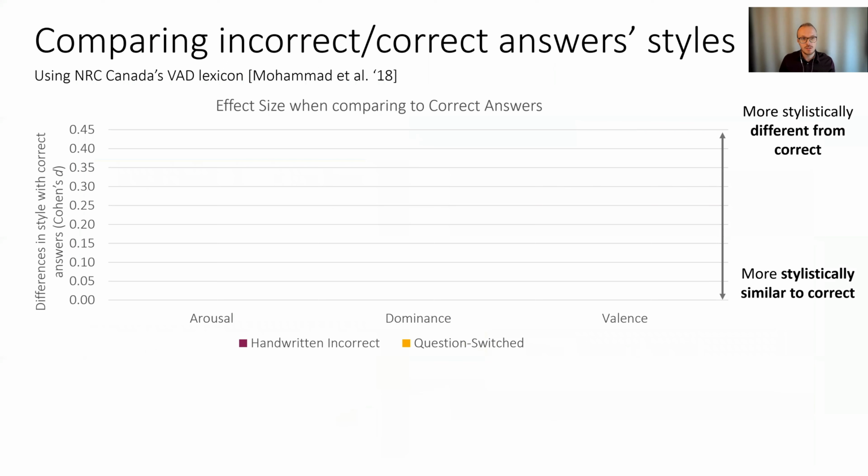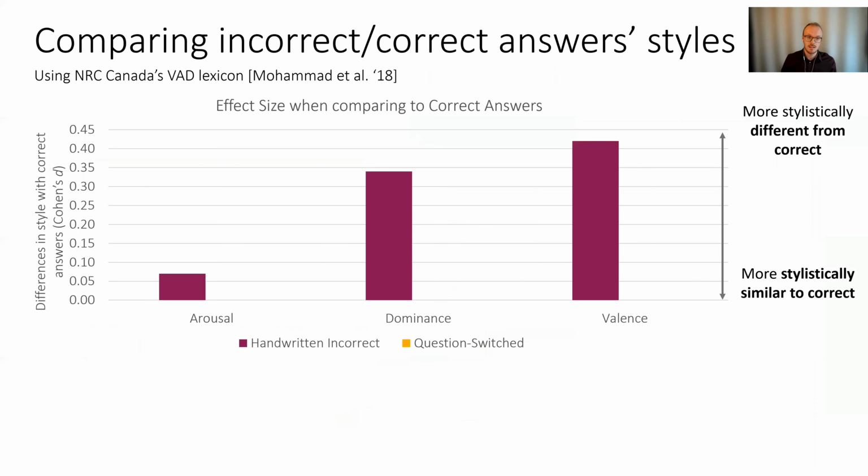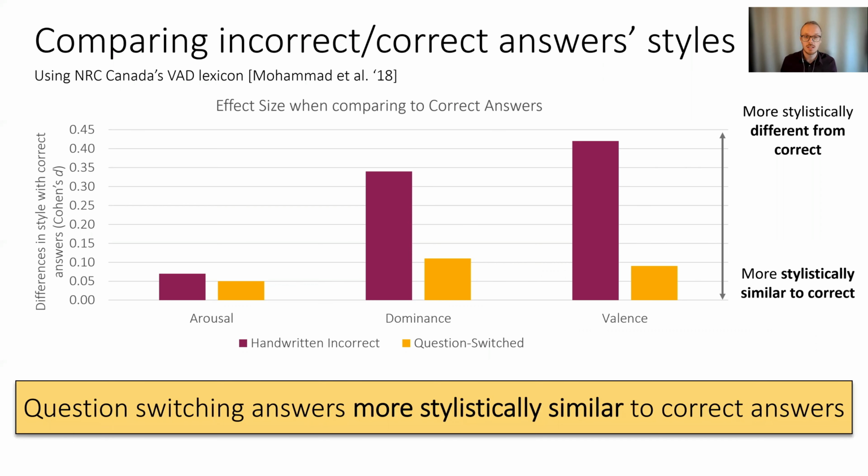And if we delve deeper into these incorrect answers, both the handwritten incorrect ones and the question switched answers, we can compare how stylistically different these incorrect answers are to the correct answers. What we find is that the handwritten incorrect answers are similar in arousal levels, using NRC Canada's valence arousal dominance lexicon. So they're very similar in arousal levels to the correct answers, but they are much more different in terms of dominance and valence. They're much higher in dominance and much higher in valence. But then we can compare the question switched answers. And here we find that the question switched answers are much more stylistically similar to the correct answers across the board.